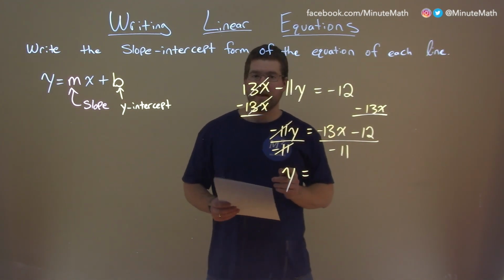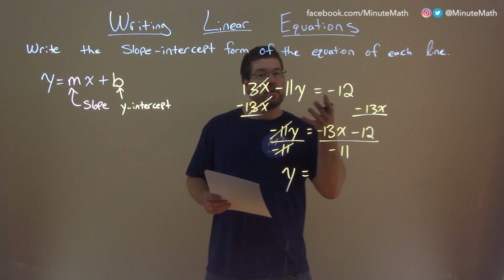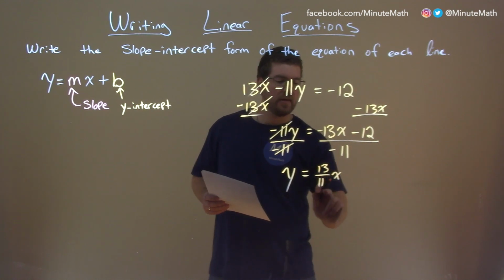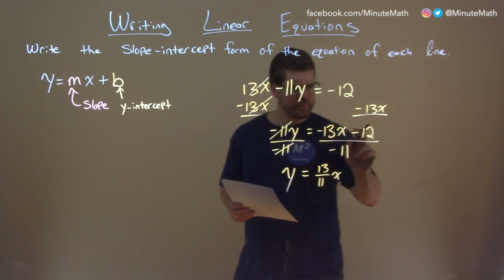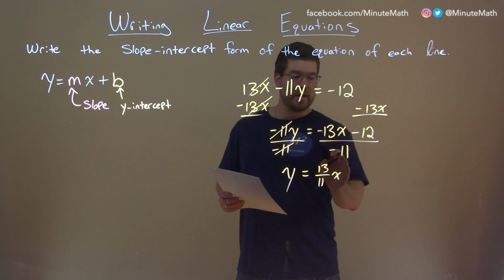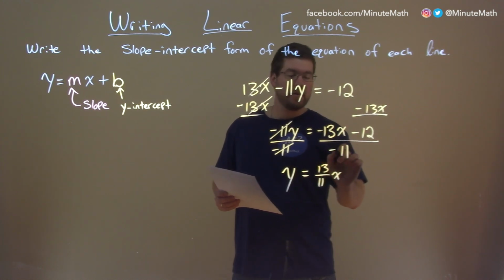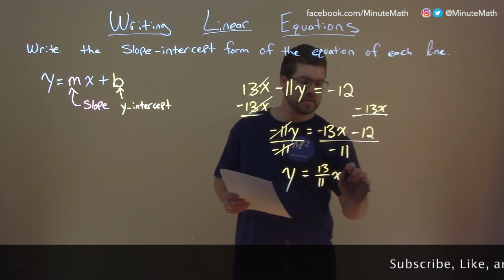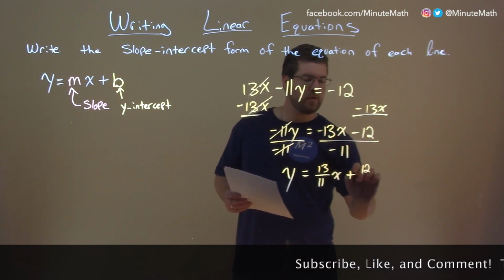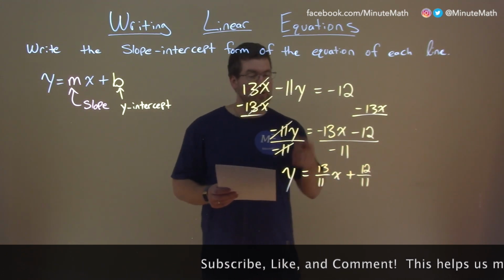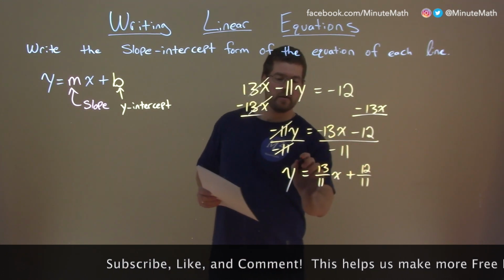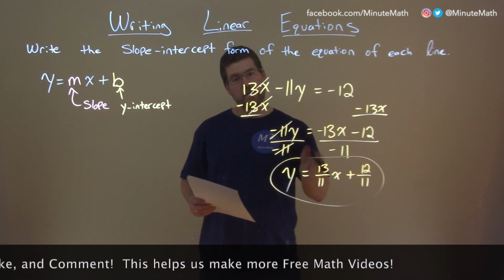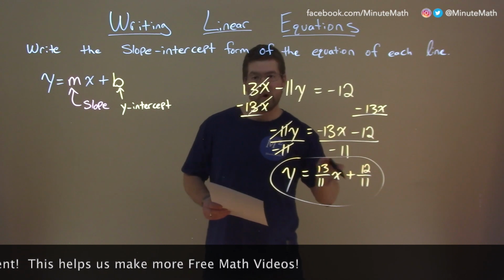Negative 13 divided by negative 11. Two negatives divided make a positive, so we have 13 over 11x. There's our m value, the slope. Then we have negative 12 divided by negative 11. Remember, this negative 11 goes to both sides. Again, two negatives being divided, positive, so plus 12 over 11. Keep it in fraction form, makes it easy. That's our y-intercept. And so here's our final answer, y equals 13 over 11x plus 12 over 11.